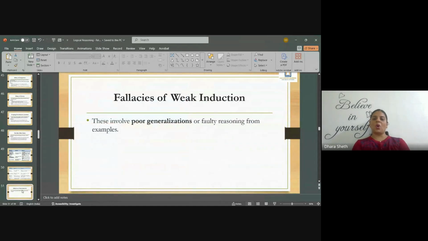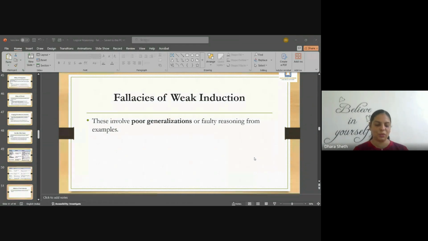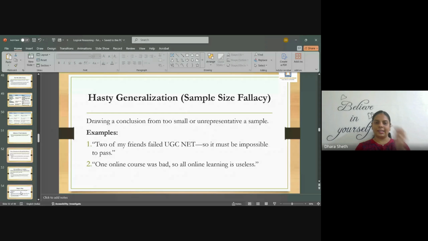Next, fallacies of weak induction, poor generalization. Okay, you might feel all of these fallacies seem very similar and they shouldn't be classified like this, but I've classified them for the sole purpose of making it easy to remember. And second, once a question was asked, which of this is not a fallacy of relevance? And 4 options were given. Considering that, we are using this classification. Okay. Poor generalization or faulty reasoning based on examples. Based on examples. Like this.